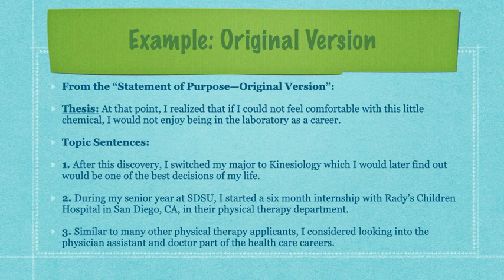So we would want to make sure that we're presenting an argument, and as we look at the topic sentences, we can see other issues. So that first topic sentence reads, "After this discovery, I switched my major to kinesiology, which I would later find out would be one of the best decisions of my life." So again, we start with an introductory phrase, this one being a dependent phrase. So it's again establishing the timeline, and we're getting into that major, but it's leaving a lot of questions, right?